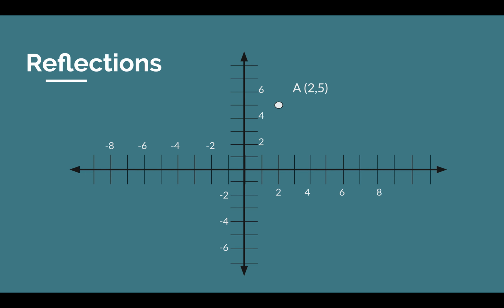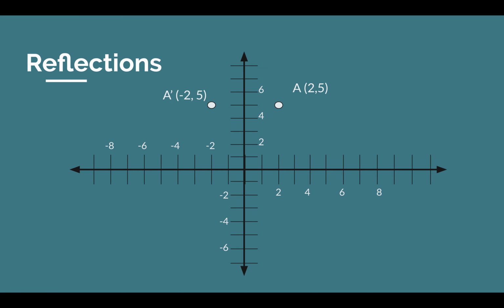If I want to reflect this point, I need to know where I'm reflecting it from. So let's start by reflecting over the y-axis, which remember is the vertical up and down axis. That's like if I folded my paper in half and creased it at the y-axis and poked a hole through where point A would be, where would the new hole end up on the other side? So this hole would end up at (-2, 5).